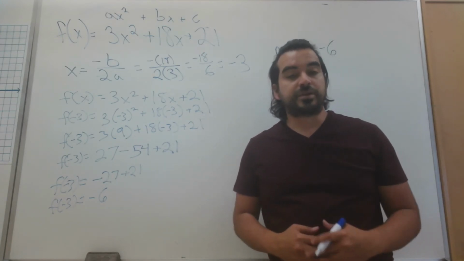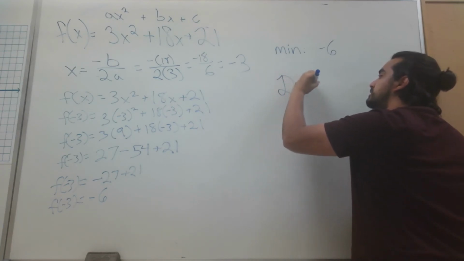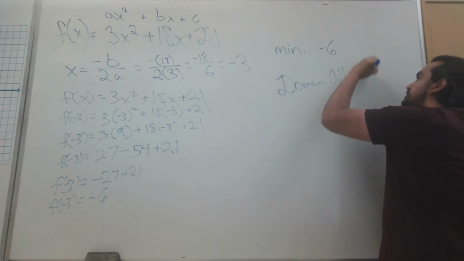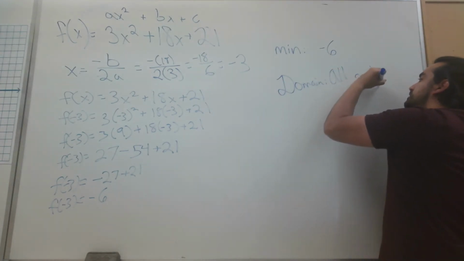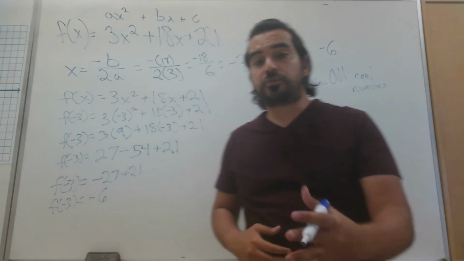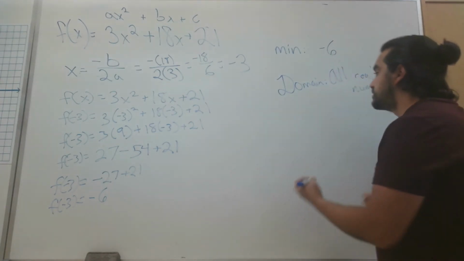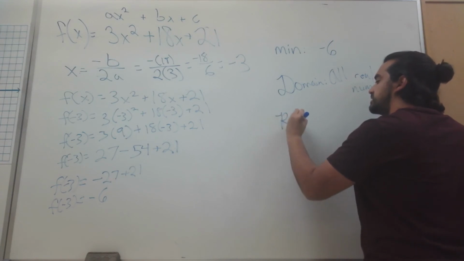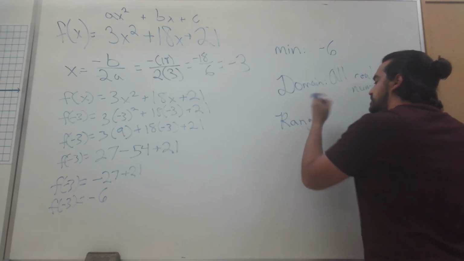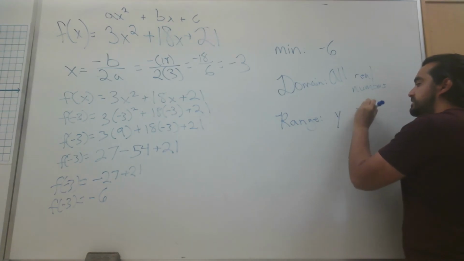Now, you may ask yourself, how is this going to help us with domain and range? Well, remember, the domain of a function is going to be all real numbers. And the range is, we're going to use the given information from the minimum. So we could say the range is y, and we're going to use the minimum, negative 6.